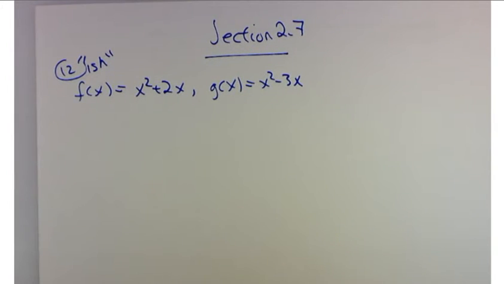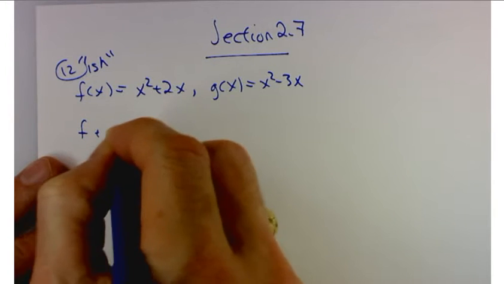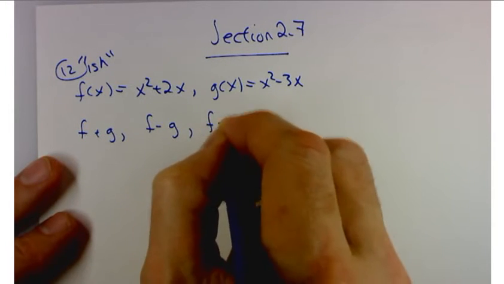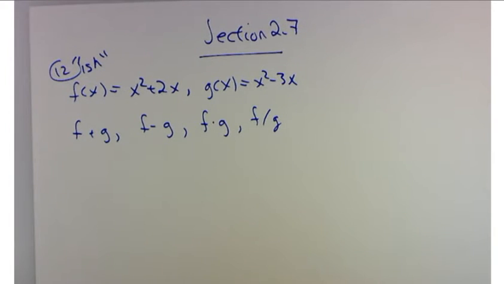There you go. And we'll still do the same motions for problem 12-ish that we would have done with problem number 12. And that is we want to find f plus g, f minus g, f times g, and f divided by g. And really, like I said, this is only practice with the notation.